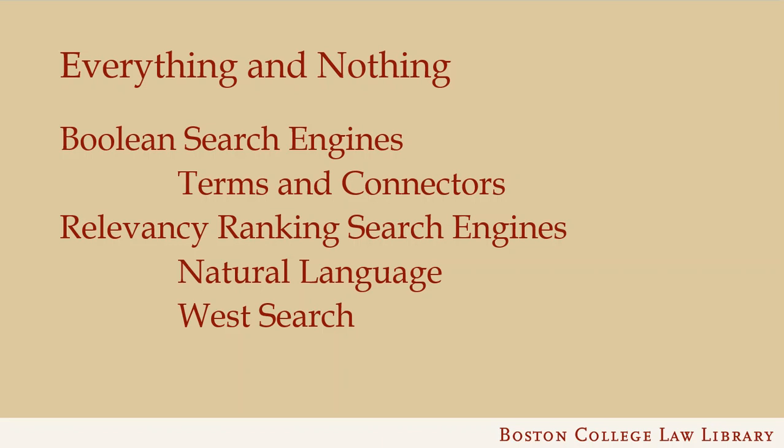Strive for balance in your searches. If a terms and connectors Boolean search gets you way too many documents, or if it gets you no documents at all, try changing to a different type of search engine, like the relevancy ranking natural language search engines. Or maybe take a step back and find a new starting place altogether. After all, we call it research, not one search.